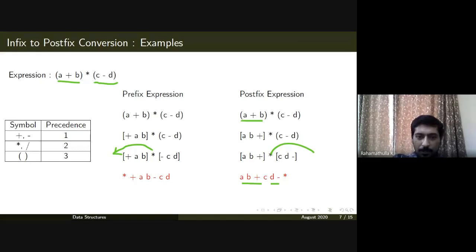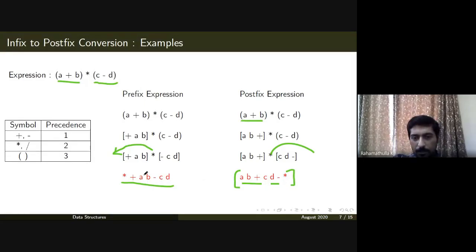I'm showing a prefix expression here. This is my infix expression: A plus B star C minus D, and this is my prefix expression. Just now I have explained how we can convert this expression to postfix. Can somebody tell me how to convert this to prefix? Anybody? Okay, you have to try it on your own.